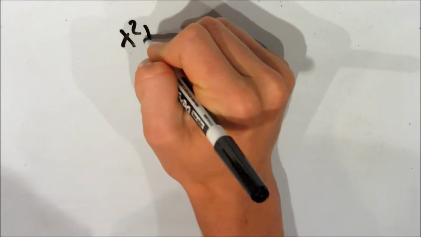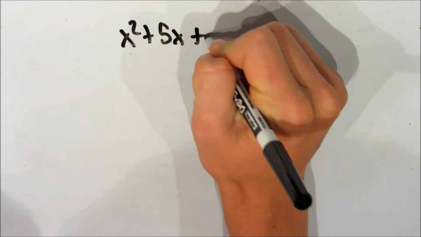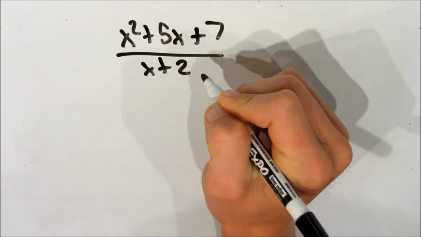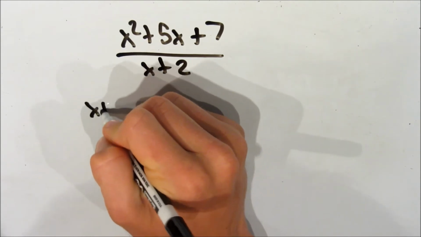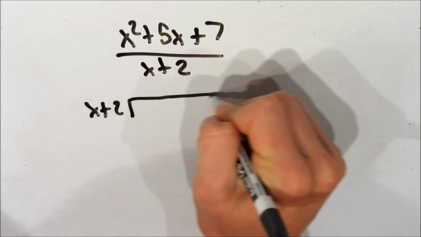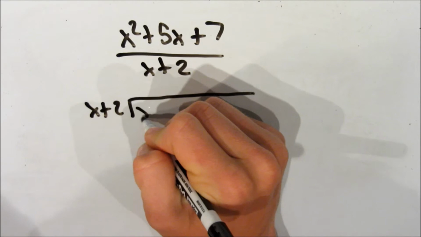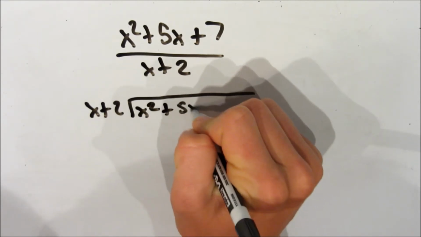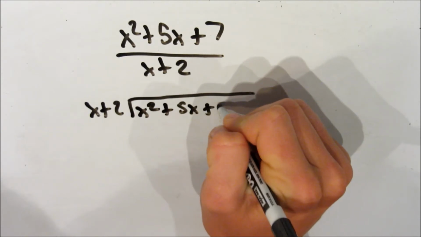Now, for the point of this video, back to our two polynomials that we had. So the first one, x squared plus 5x plus 7, and of course our divisor, x plus 2. So setting this up would be similar to what you did with the numbers in the last example that I showed you, with the divisor on the outside and the polynomial on the inside.